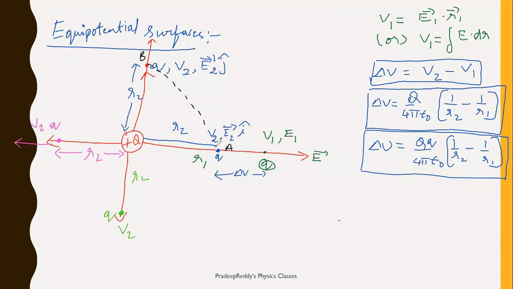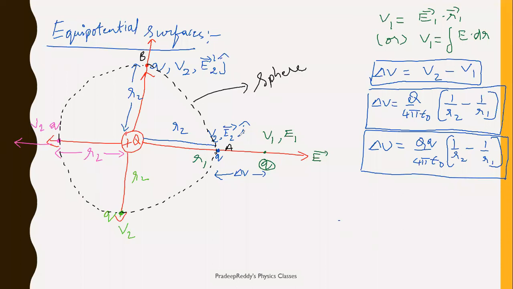I'm joining all these points, right? And these two points I am joining. And these two points are also being joined. If I join all those points, obviously you will get a circle, but it should be three-dimensional. This means a sphere.